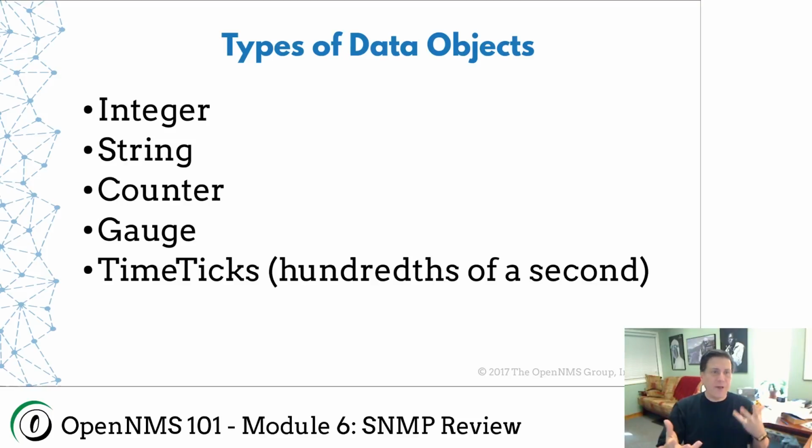So there are a bunch of other different types of data objects, but these are the main ones. You have numbers and strings, counters and gauges, and time ticks, which, if you remember, is a special type of counter that measures time in hundredths of a second.